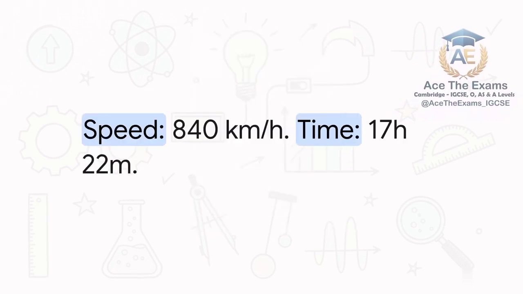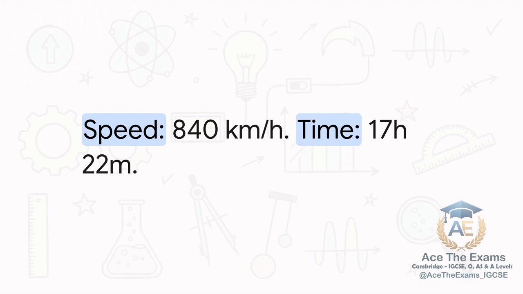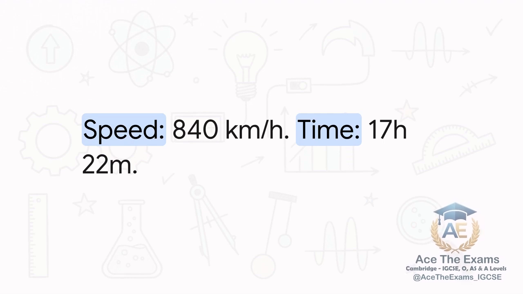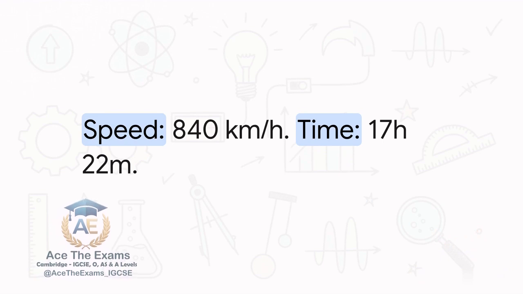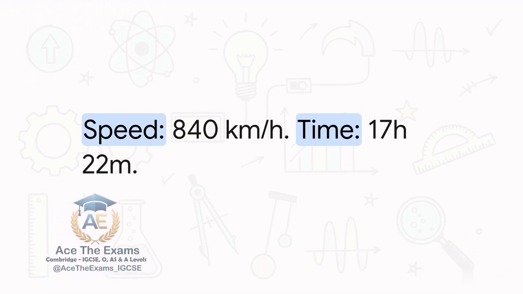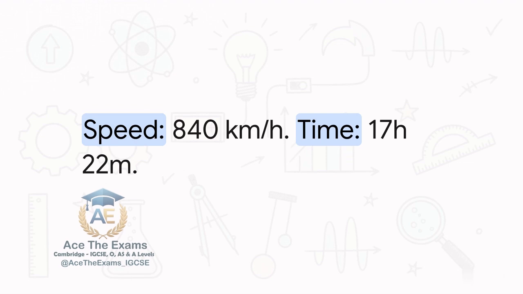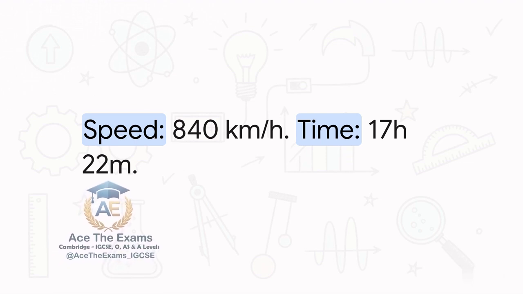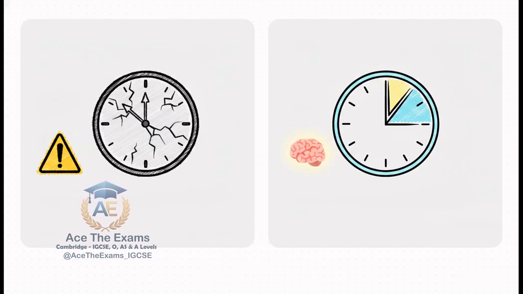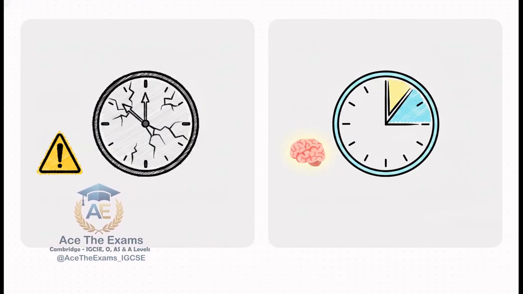So, extracting the raw data, we get a speed of 840 kilometers per hour and a time of 17 hours and 22 minutes. Now I want you to pause for a second. Look really closely at this specific set of data. Can you spot the hidden calculation anomaly? What is the fatal trap the examiner just set for you? Boom, right there. This illustrates that fatal mistake perfectly.